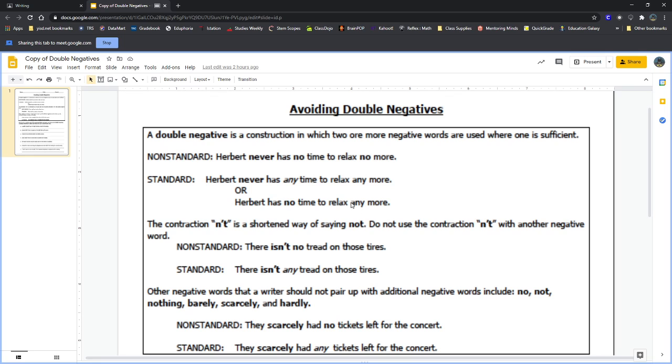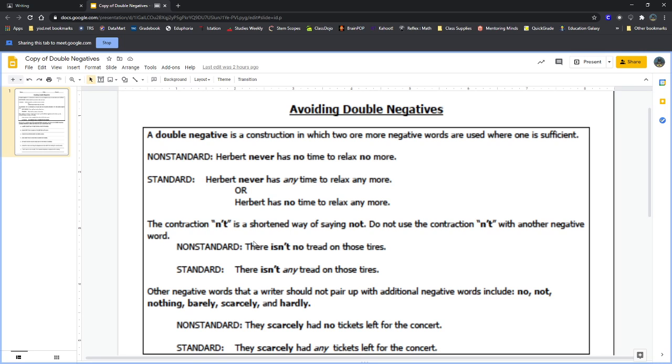Or, like I said, because it's double negative, it means there's more than one. You could fix it in more than one way. They could change it to Herbert has no time, so now they have their negative here, no, to relax any more. So they got rid of never completely. They just deleted it, and they left the no and replaced the second no with any. So fixing a double negative, basically the way to do it is just to take one of your negative words and turn it into a positive word. That's the simplest way to fix a double negative.